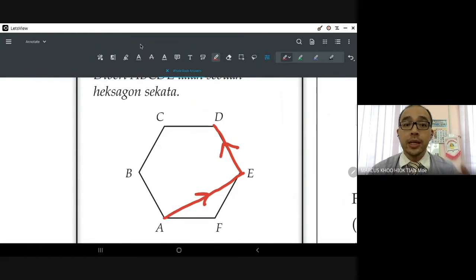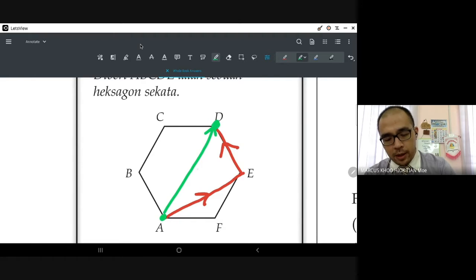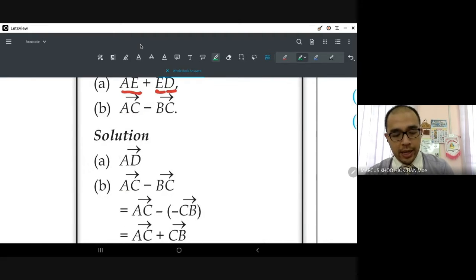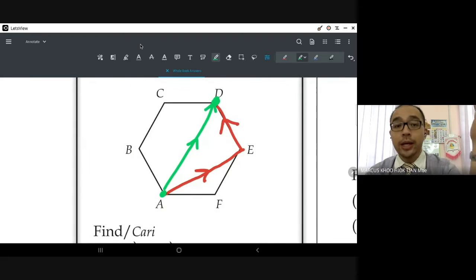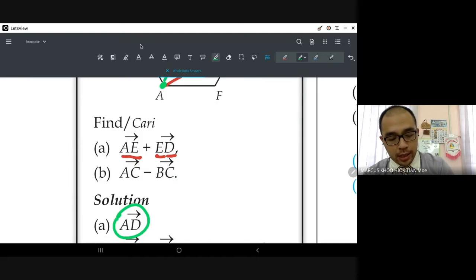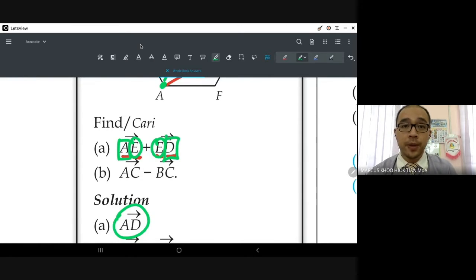Now, bila kita gabungkan kedua-dua vektor, what do we get? We get dari A ke D. So this will give you the vector AD. So bila kita gabungkan AE to ED, kan? Sepertinya kita bermula dari A dan kita habis di D. Don't overthink this. It's actually very simple lah. Dia ambil jalan saja dan kita ambil dia punya starting and the stopping.